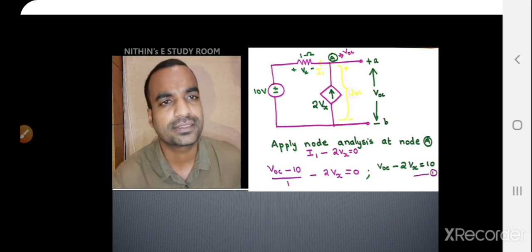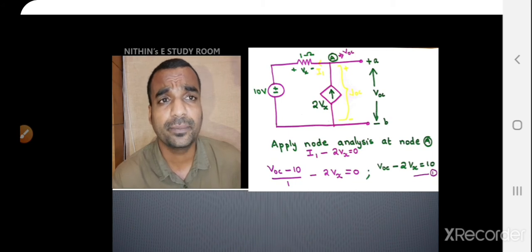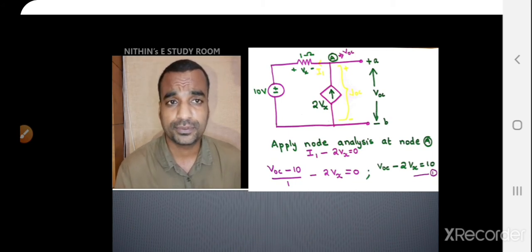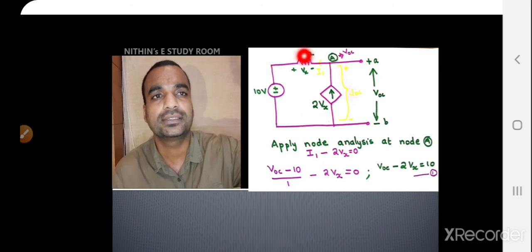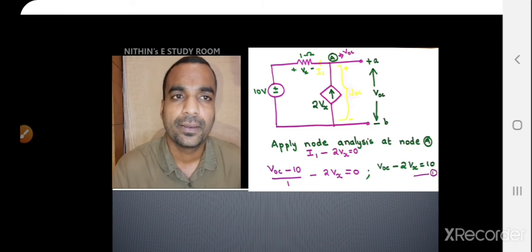So Voc minus 10 by 1. Why are we taking by 1? Because it is current. We have to apply Ohm's law, voltage by resistance. In this branch, the resistance between these two sources, Voc and 10, is 1 ohm. So Voc minus 10 by 1 minus 2Vx.